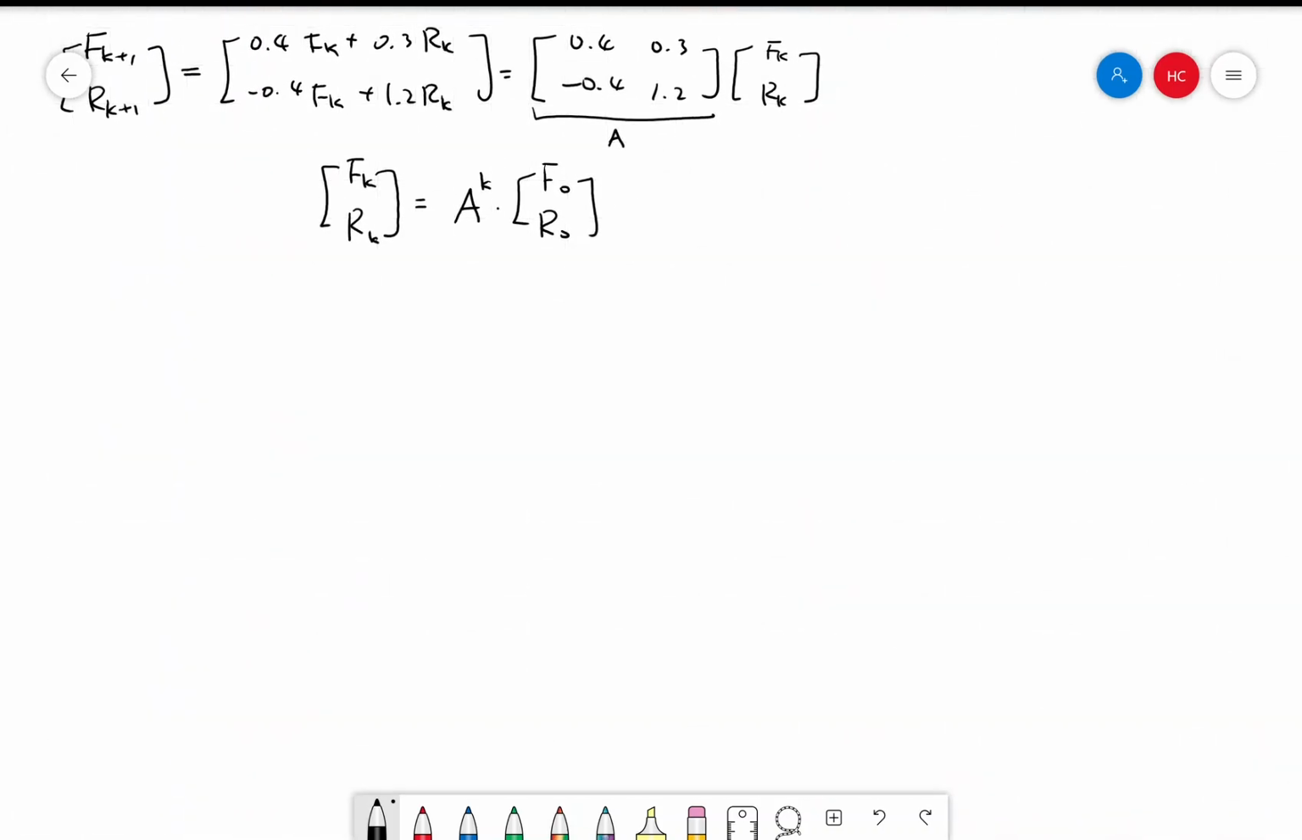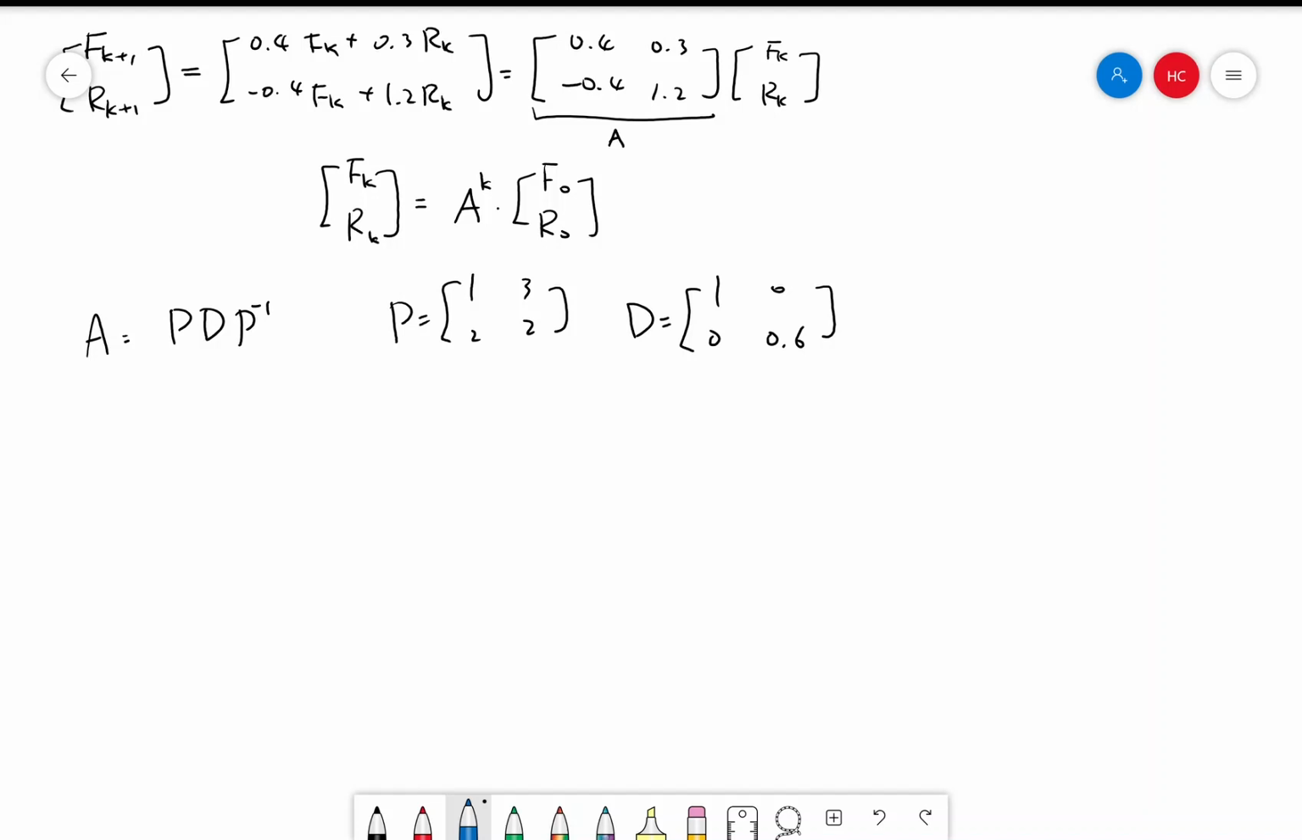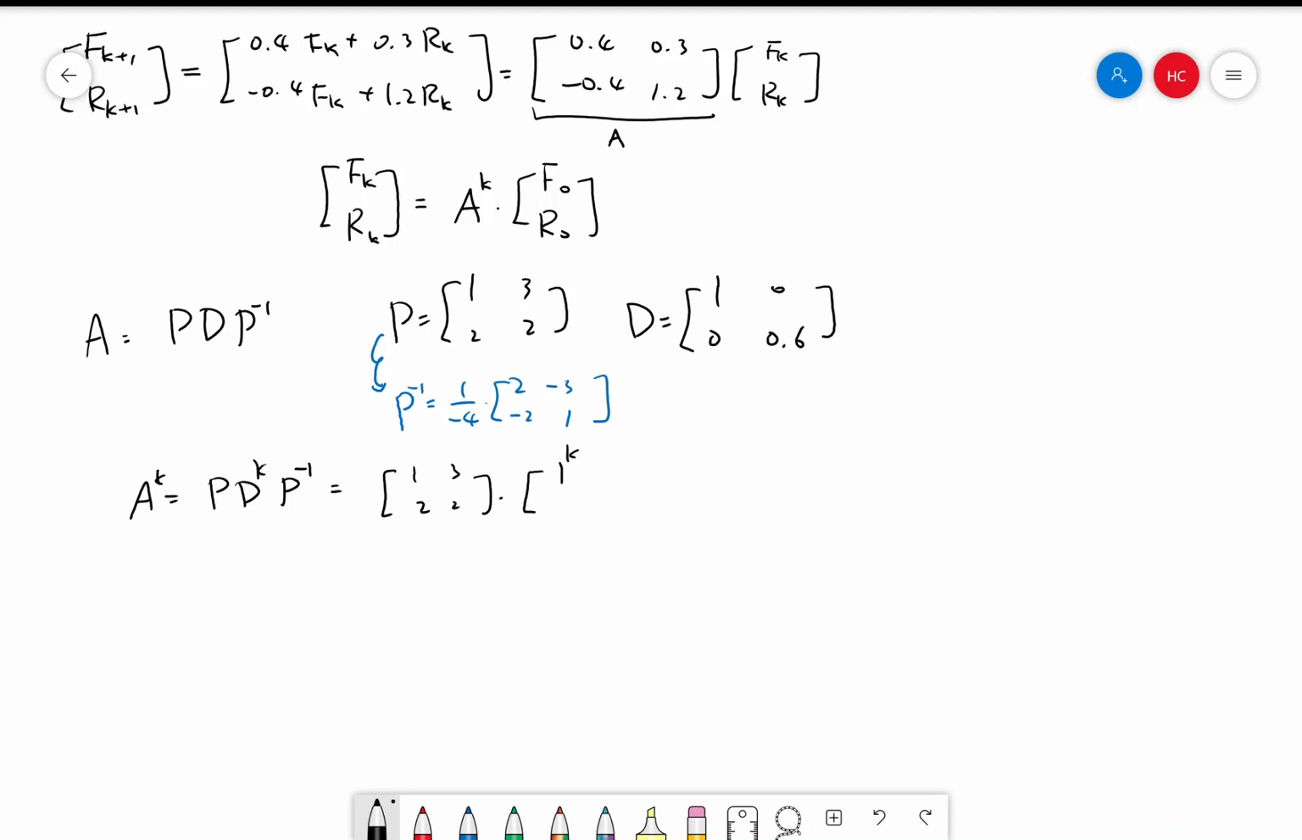You can refer to the textbook, but A can be diagonalized into PDP inverse. The eigenvalues are 1 and 0.6, and the eigenvectors are (1, 2) and (3, 2). And we have a formula for the inverse: P inverse is 1 over the determinant, which is negative 4, times [2, negative 3; negative 2, 1]. Same thing, we want to see if the fox and rabbit populations achieve an equilibrium, so we want to see what happens as k goes to infinity. A to the k is P times D to the k times P inverse, which is [1, 3; 2, 2] times D to the k. This is just the diagonal entries taken to the k power. So [1 to the k, 0; 0, 0.6 to the k] times negative 1 over negative 4 times [2, negative 3; negative 2, 1].